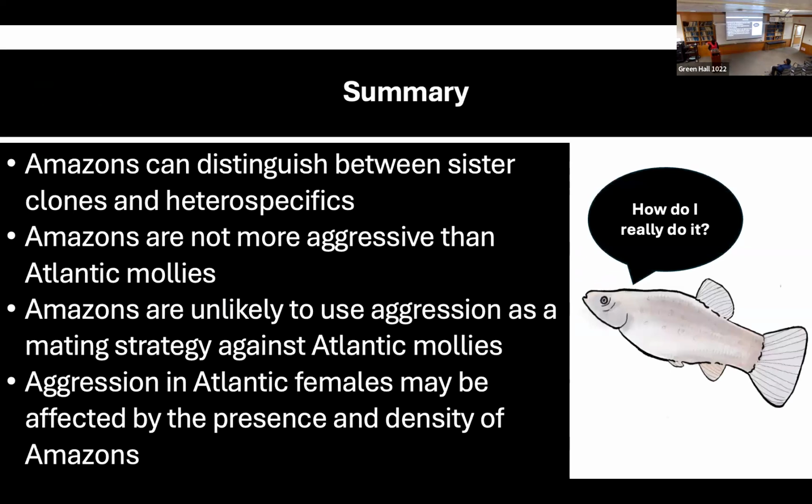So this is a summary of my results. Amazons can distinguish between sister clones and heterospecifics. Amazons are not more aggressive than Atlantic mollies. So maybe Amazons are unlikely to use aggression as a mating strategy against Atlantic mollies. Lastly, aggression in Atlantic females may be affected by the presence and perhaps the density of Amazons found in her environment. I'm not quite finished with my aggression experiments. I would like to go back and maybe see how this plays out in the other species, the sailfin molly. But for now, I've moved on to my chapter 2 experiments.